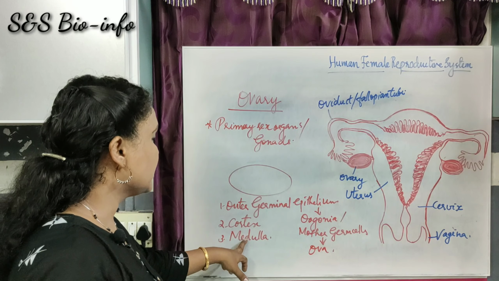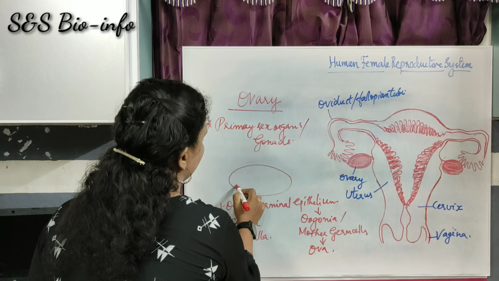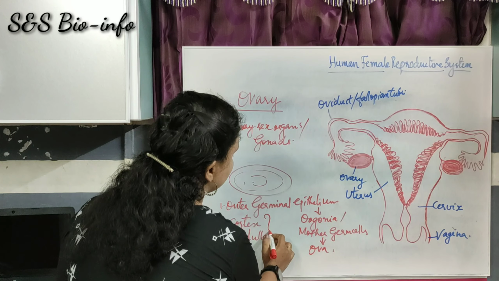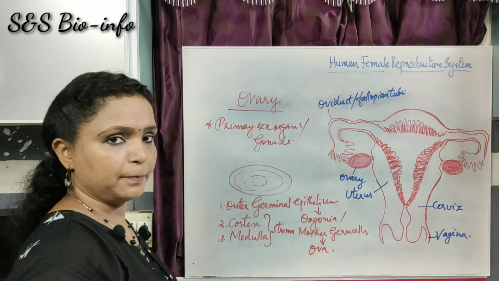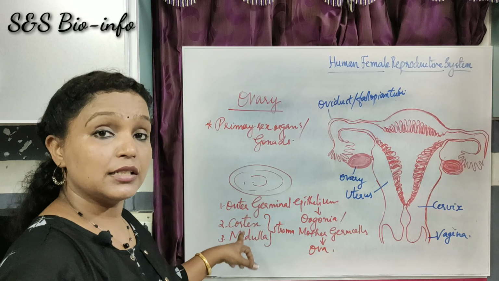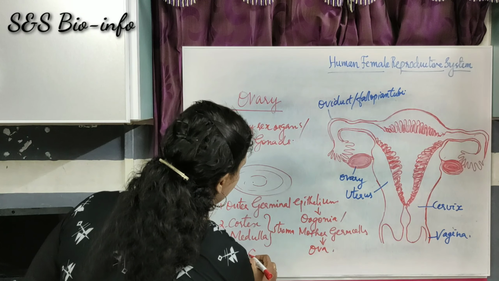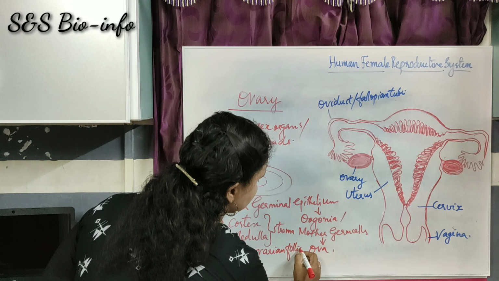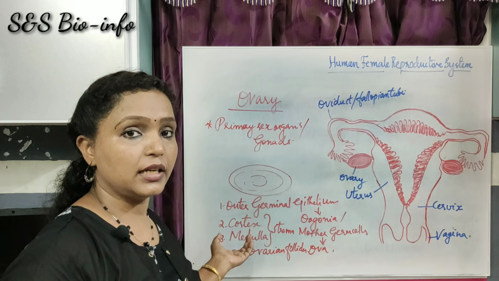Now the cortex and medulla of the ovary. This is the outermost layer, then the cortex and the medulla. The cortex and medulla together are termed the stroma of the ovary. The cortex consists of ovarian follicles, while the medulla consists of blood vessels and nerves.